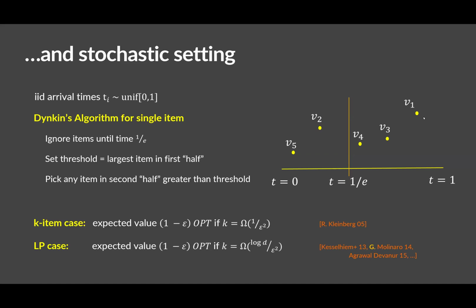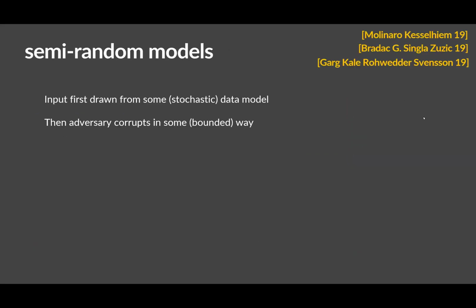Okay. So I want you to remember this line: worst case hopeless, stochastic pretty good. And so we're looking at these semi-random models. And what are these semi-random models? The input is first drawn from some data model, where the adversary can corrupt it in some form. Don't worry too much about the causal order between these things. It's not necessary that one happens before the other. There's some adversarial corruption, there's some stochastic part, and there's some combination. So here, technically, slightly off. But look at these lines.